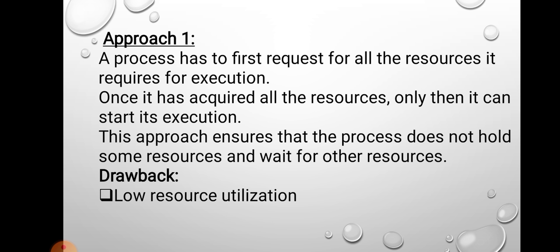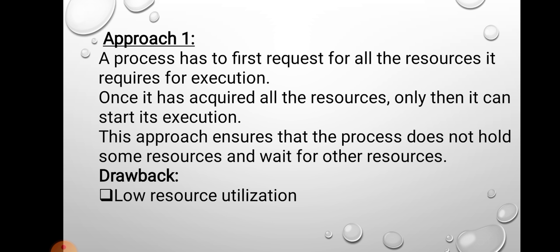A process may request some resources. Suppose that process already has one resource, and it needs to use it. If it requires more resources to execute a certain task, then it has to request more resources. After using those resources, I have to release them.